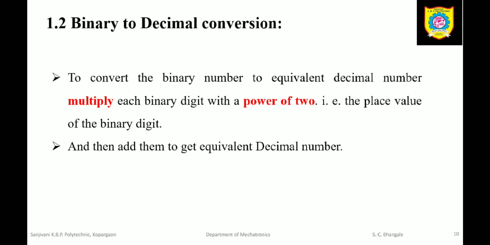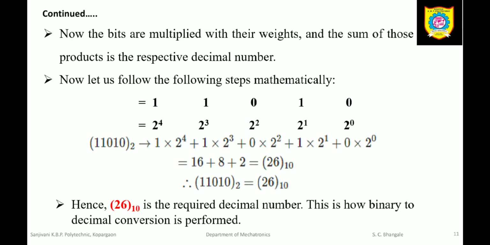To convert a binary number to its equivalent decimal number, we have to multiply each binary digit with a power of 2, which is the place value of the binary digit, and then add them to get the equivalent decimal number. Now the bits are multiplied with their weights and the sum of those products is the respective decimal number. Now let us follow these steps mathematically. The rules we have seen, we will see mathematically.